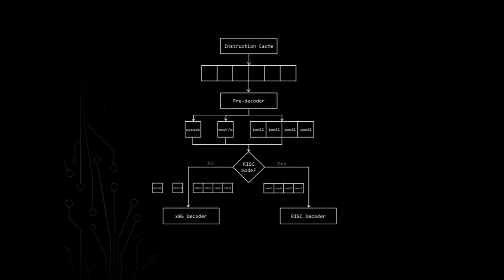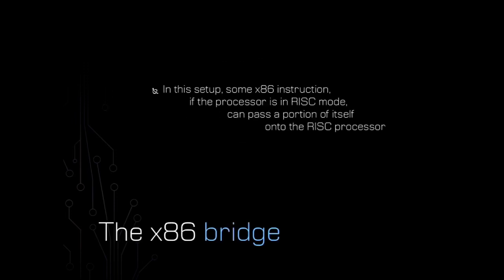If it is not, it's going to pass those components over to the full x86 decoder, and those are going to go through the x86 pipeline. If it has, it's going to break off one of these components and send it over to the RISC decoder and execute that as a RISC instruction instead. In other words, with this setup, there's some x86 instruction where if the processor is in RISC mode, it can pass a portion of itself over to the RISC processor.